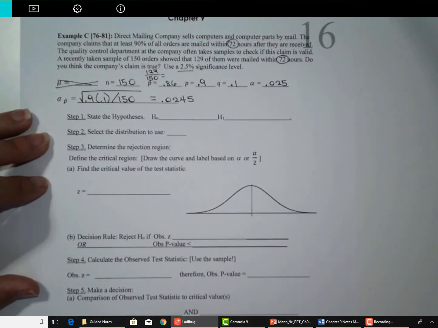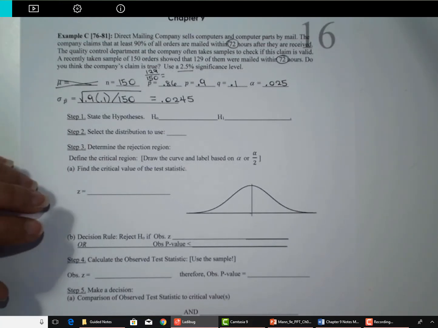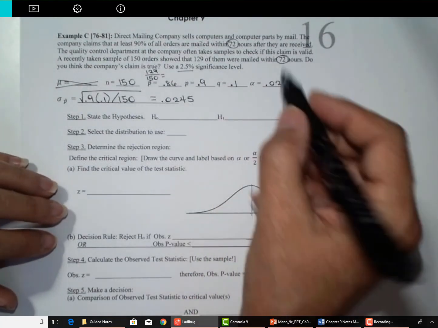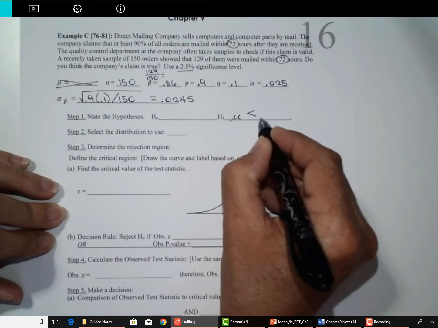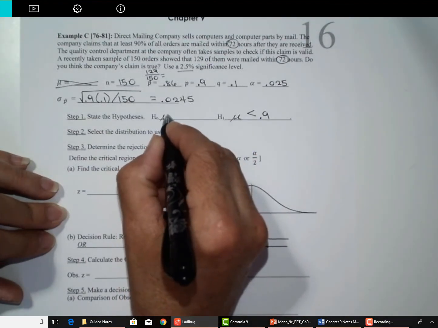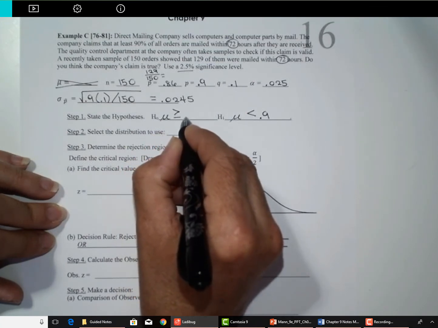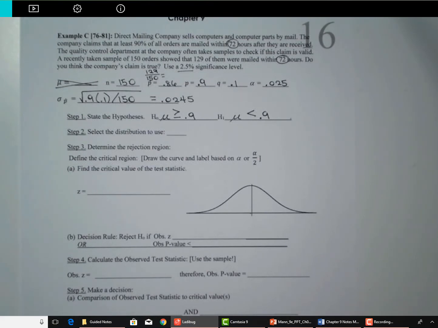Now let's talk about our hypothesis. As quality control, we're checking to see if the company's claim is false. So that's what we're going to assume. We're going to assume that the company is not right, that at least 90% are not mailed within 72 hours. So we have to say that we think the proportion is less than the 90%. The claim the company makes is that it's at least 90% or greater. So we've got our two hypotheses.